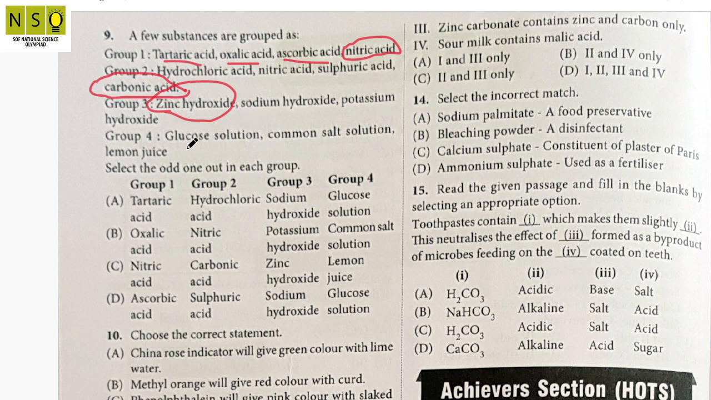Now the fourth group is lemon juice is acidic in nature. See, this is acidic in nature, while the others are neutral. Glucose solution, common salt, these are the neutral solutions. So we have to find those four which are wrongly grouped, and so the option C will be the correct answer.